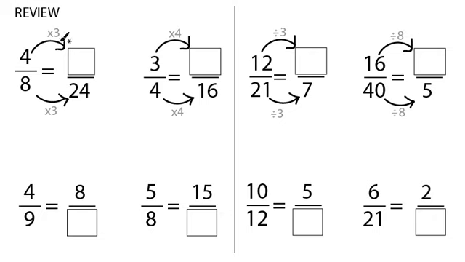So let's do the first one. 4 times 3 is? Excellent. 12. 8 times 3? 24. 3 times 4? 12. 4 times 4? 16.